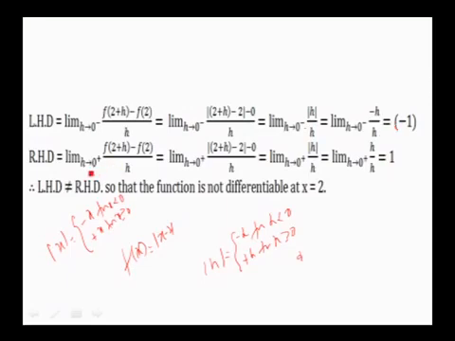If you take h tends to 0 plus below, everything is the same, but mod of (2 plus h minus 2) is mod h by h. But with 0 plus, h is greater than 0, so mod h must be replaced by plus h. So h by h is 1. So here the left hand derivative is not equal to the right hand derivative. Therefore, f(x) is not differentiable at x equals 2.